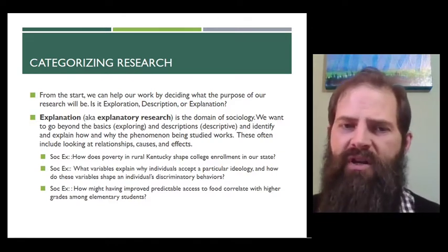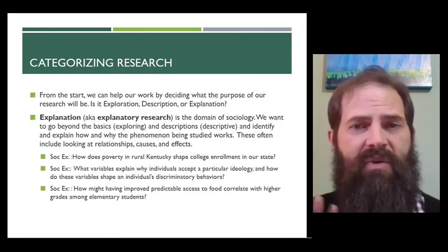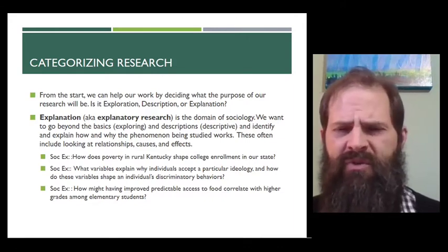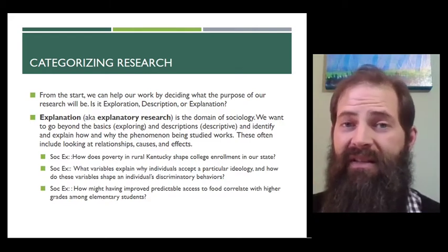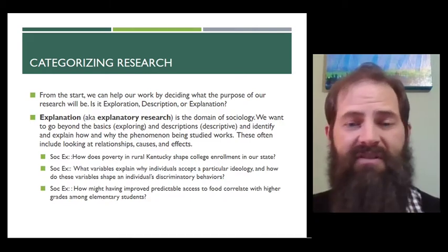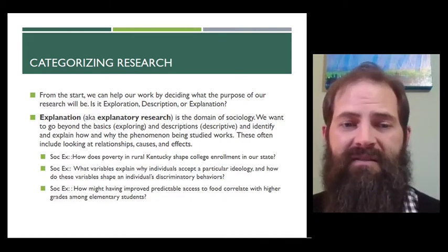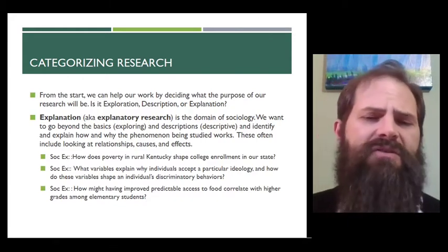So on one hand, we have a variable here, it's poverty. And on the other hand, we have college enrollment. And we're looking at it in Kentucky. So now we're trying to understand that as this variable changes, how might it change this variable? That's very sociological, and this is all very related to society. And there's another good example.